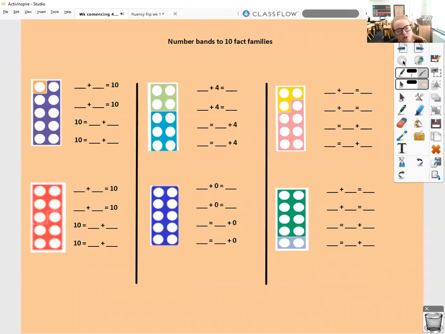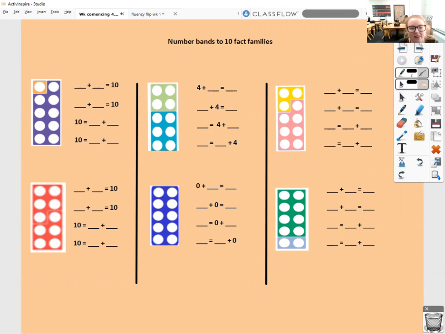Fantastic. There are now some number bonds and some fact families on the board for you to have a go at. Can you please pause this screen? Okay, year one, pause this screen and please have a go at these number bonds and fact families. Make sure you send in your work so we can have a look at it and then come back to us.